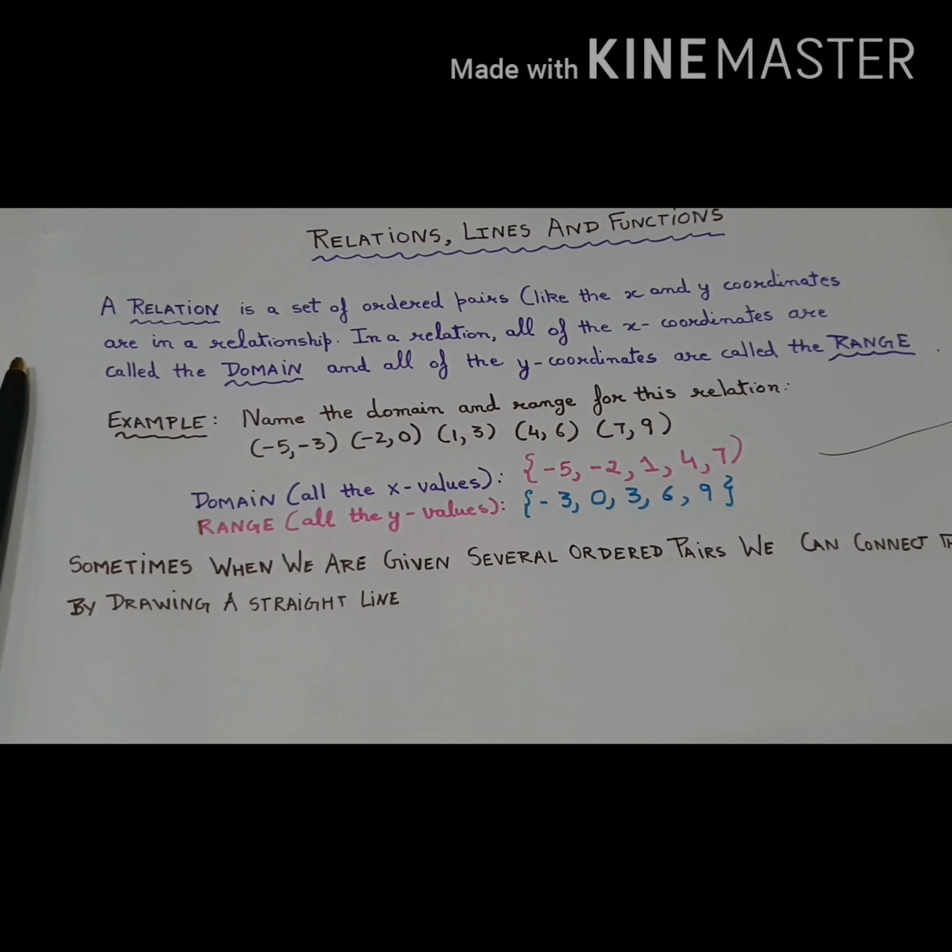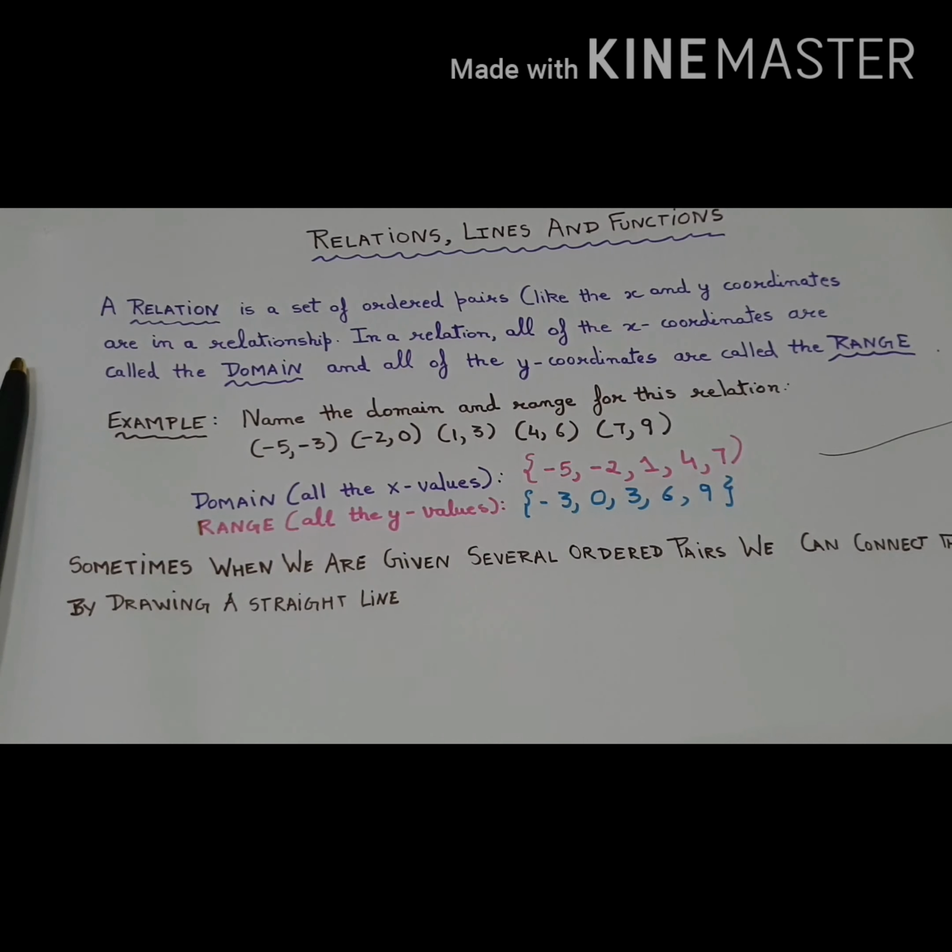Then in another bracket 1 and 3, what you are able to see? That 1 is the value of x and 3 is the value of y. Another bracket 4 and 6, the value of x is 4 and the value of y is 6. In another bracket 7 and 9, the value of x is 7 and the value of y is 9. As I have told you earlier also, all the numbers which are in the x coordinate are called the domain, and all the values which are in the y coordinate are called the range.